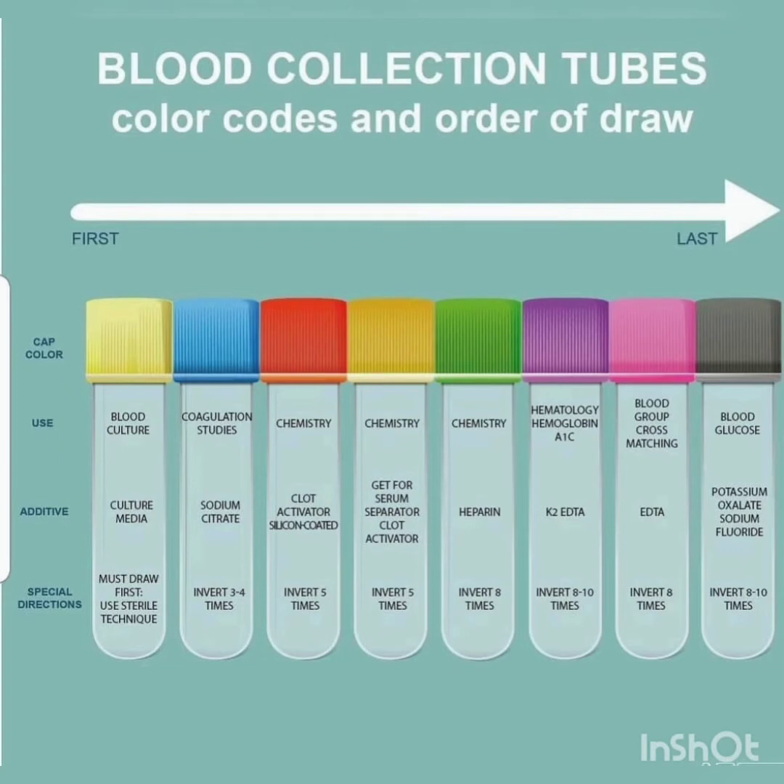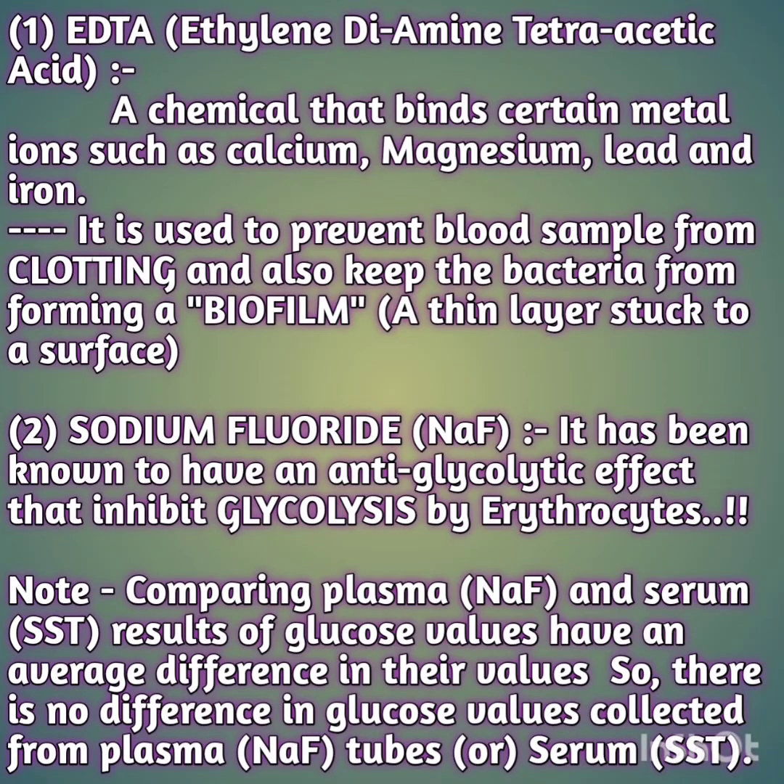Now you will have a lot of questions about EDTA and the other tubes. Why do we collect a CBC sample in EDTA? What do we mean by EDTA? EDTA is ethylenediaminetetraacetic acid. It is a kind of additive which will not get clotted. It is an anticoagulant, that is, against coagulation. It will not clot the blood.